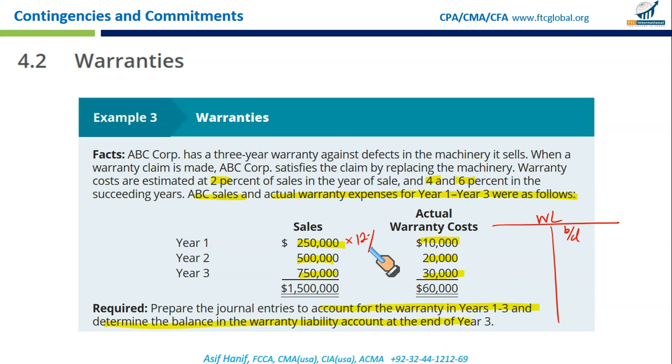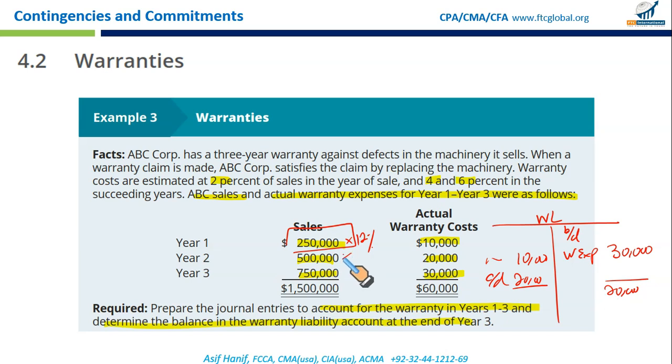estimated warranty liability, which is 2 plus 4 plus 6, 12% of this total amount. So that is 30,000. So I debit warranty expense 30,000, that goes to the income statement, and credit warranty liability. The actual warranty spending for year 1 was $10,000. That means that's the actual warranty spending. The carried forward balance would be 20,000. This carried forward balance goes as an opening balance for the next year, right?